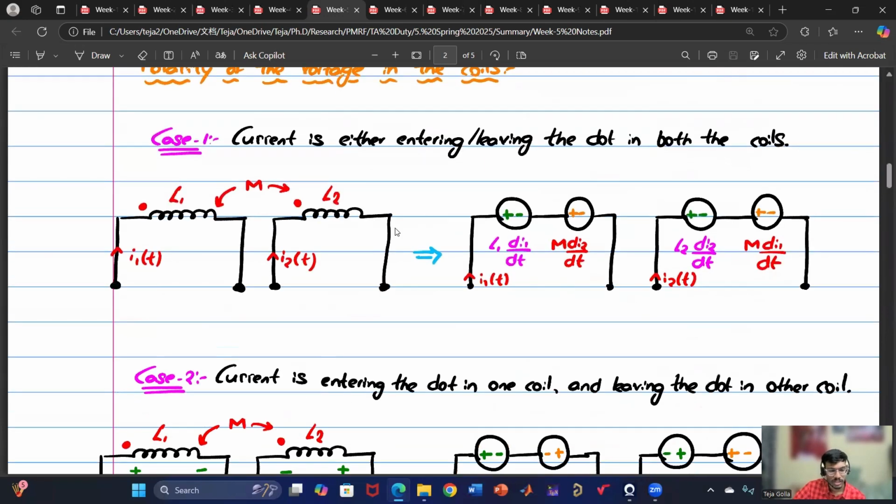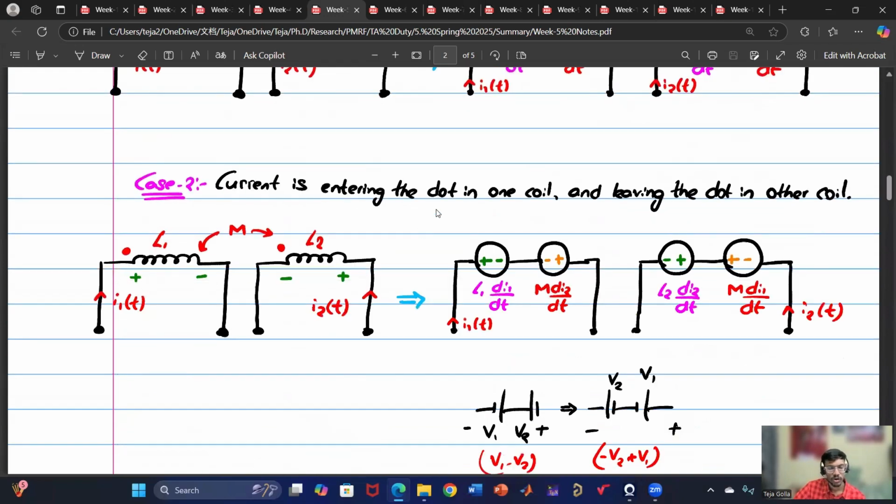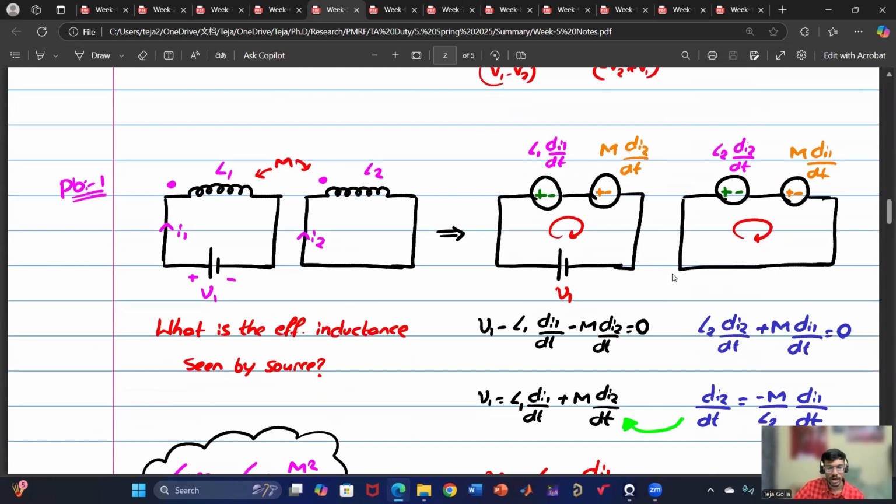There are two cases that we have considered. One, the current is entering both the dots. In that case, the mutual inductance polarity will be the same as the self-inductance. If the current is entering one dot and leaving the other dot, then the mutual inductance term will be exactly opposite of the self-inductance. So always first draw the self-inductance term, then depending upon case 1 and case 2, you can draw the mutual inductance. For every question, first draw these voltage sources, and only then start solving it.